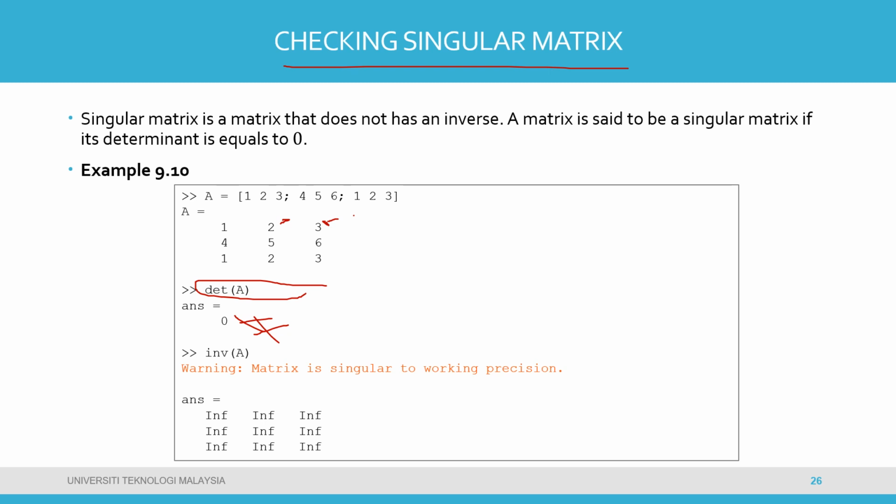A singular matrix is a matrix that doesn't have an inverse. A matrix is said to be a singular matrix if the determinant is equal to 0. So this is a singular matrix. This one has no inverse.